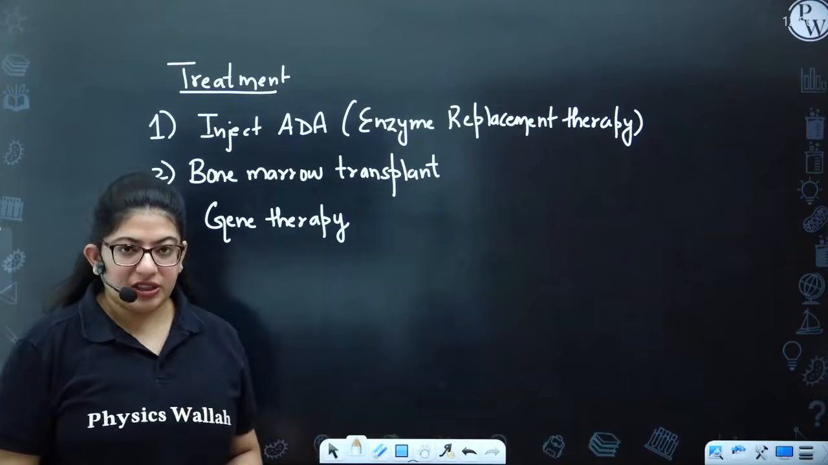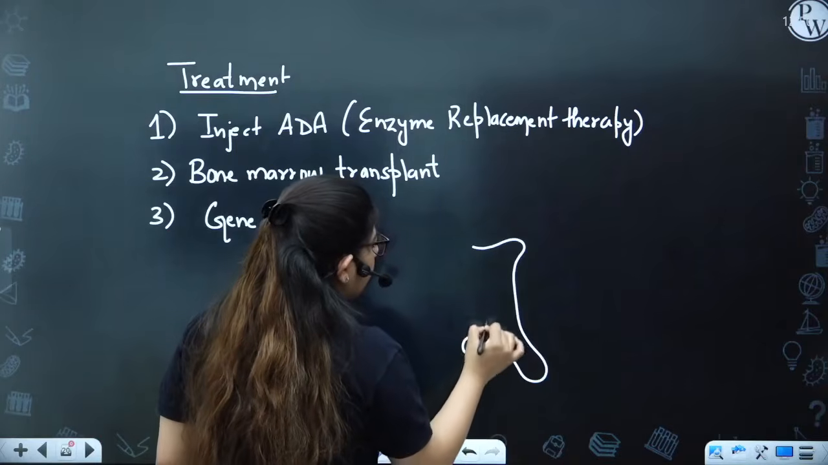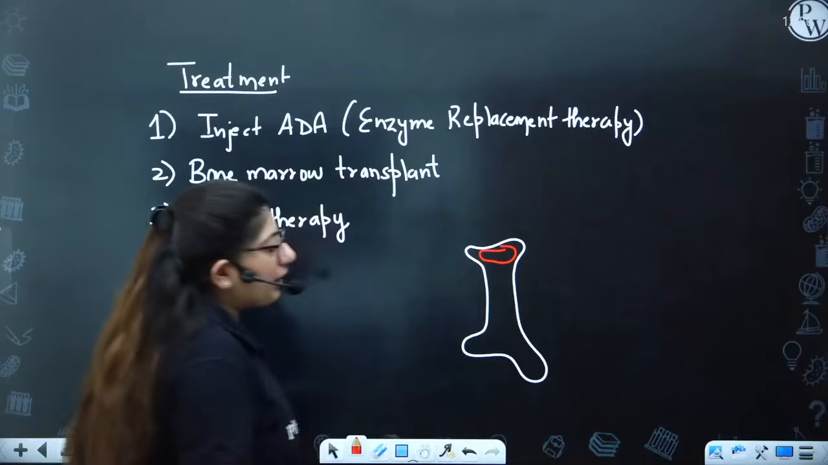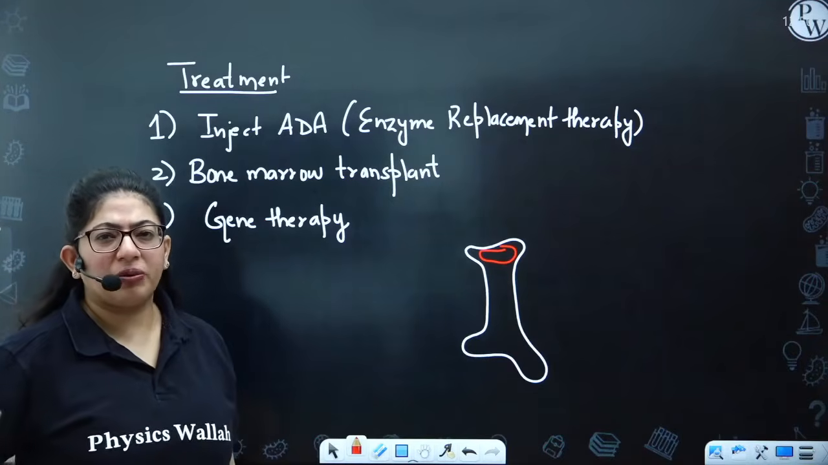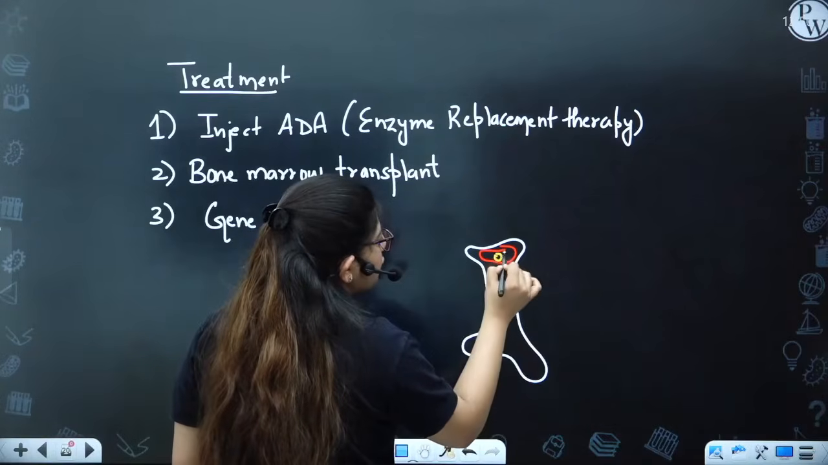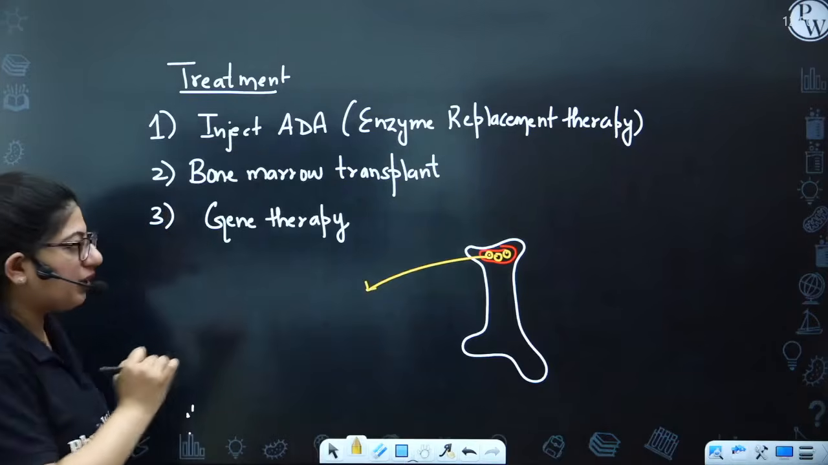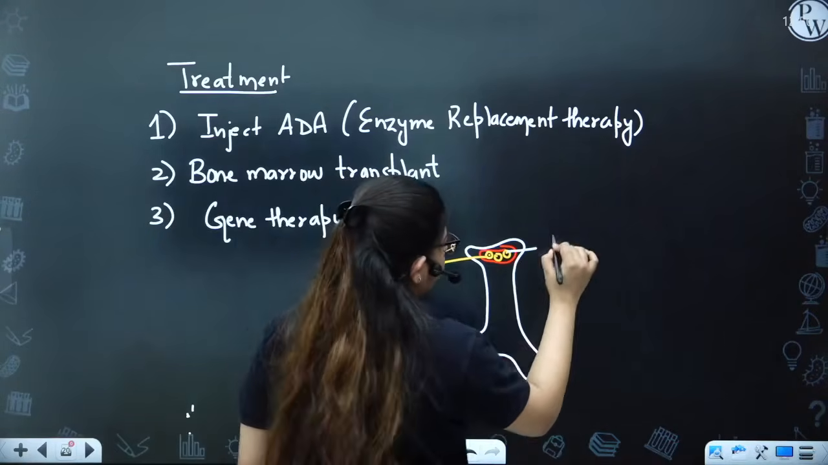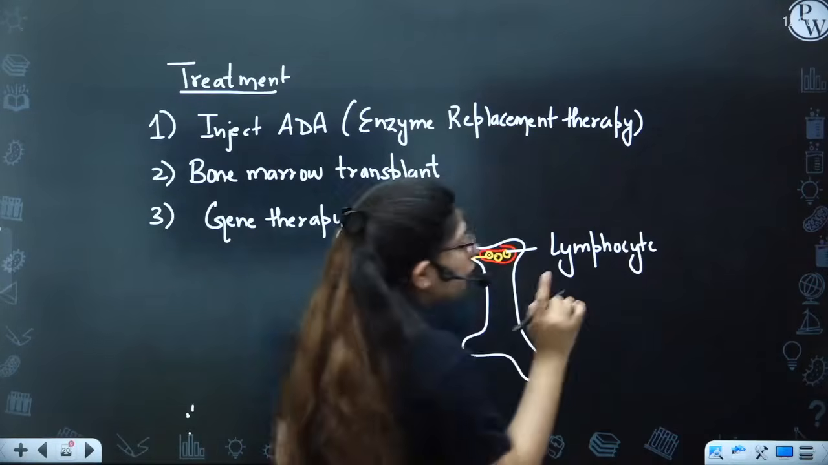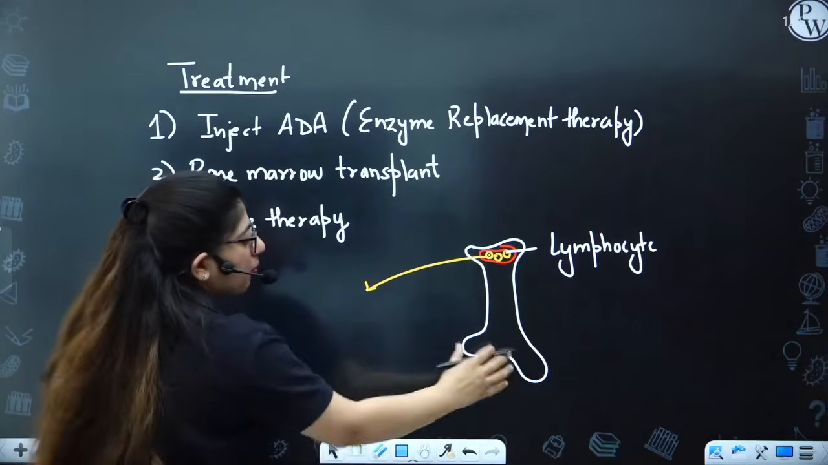So what we do in gene therapy, see, if this is a bone of that person, in the bone there is a red bone marrow. Here is a red bone marrow, and in the red bone marrow these cells are getting formed and get matured. So what we do here is we extract the lymphocyte from here. Lymphocytes are WBCs only. It's a type of WBC. So we will extract the lymphocyte from a patient's bone marrow. Okay, so this is the bone of a patient.